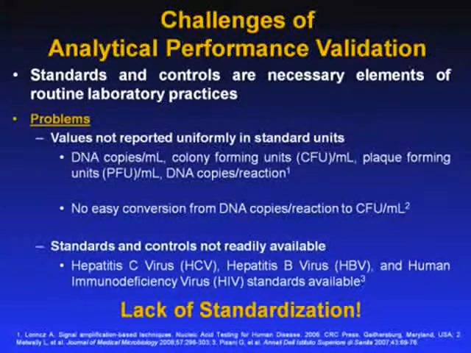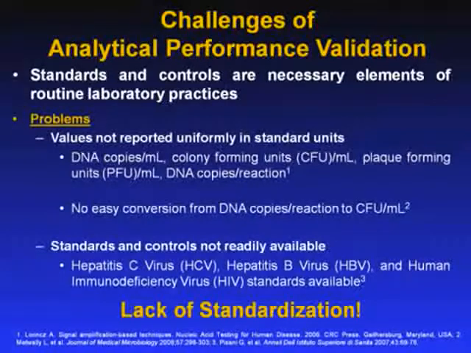For example, results can be reported in DNA copies per mil, colony forming units per mil, plaque forming units per mil, DNA copies per reaction, particles per mil, the list goes on really, which leads to difficult interpretation of results. There is no easy conversion from DNA copies per reaction to CFUs per mil, which is really common. The conversion needs to account for how many copies of repeated targets are found in the genome of the organism. The lack of standard unit reporting can pose a problem during point-of-care connectivity and transfer of results from one physician or hospital to another if each physician does not utilize the same reporting units. Ultimately, this may affect patient care and management.